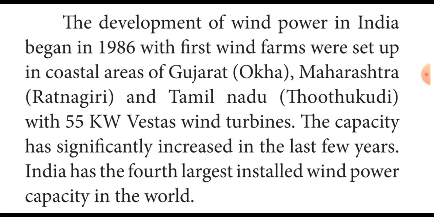Then wind farms were also formed in Maharashtra, in the areas of Ratnagiri, and in Tamil Nadu, nearby Thuthukudi. 55 kW Vestas wind turbines were produced through these power mills. India has the fourth largest installed wind power capacity in the world.